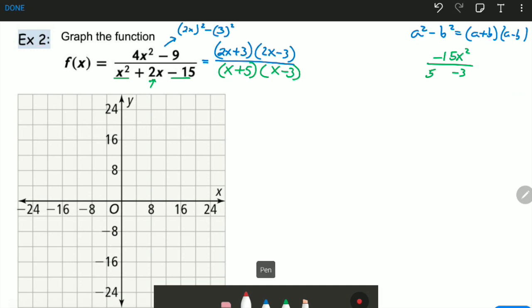Okay. Notice there are no shared factors on the top that are also on the bottom. So the entire bottom will create our vertical asymptotes. We're not really focusing on when it's the same during this lesson, but we will in the future. But since there are no common factors on top and bottom, we're going to go ahead and set the bottom of the fraction equal to 0 to find our vertical asymptotes.